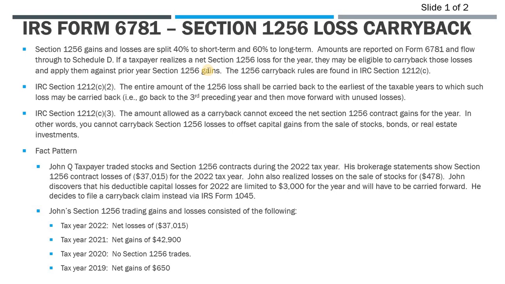So just some general background on these 1256 gains or losses. Section 1256 contracts, both the realized gains or losses that you incur during the year and the mark-to-market amounts at the end of the year, are split 40% short-term, 60% long-term, right? So that's kind of part of the appeal with these 1256 contracts. When you trade them, you get a 40-60 split no matter what the holding period really is. So when you report these amounts, they go on your 6781, and then they ultimately flow through to Schedule D.